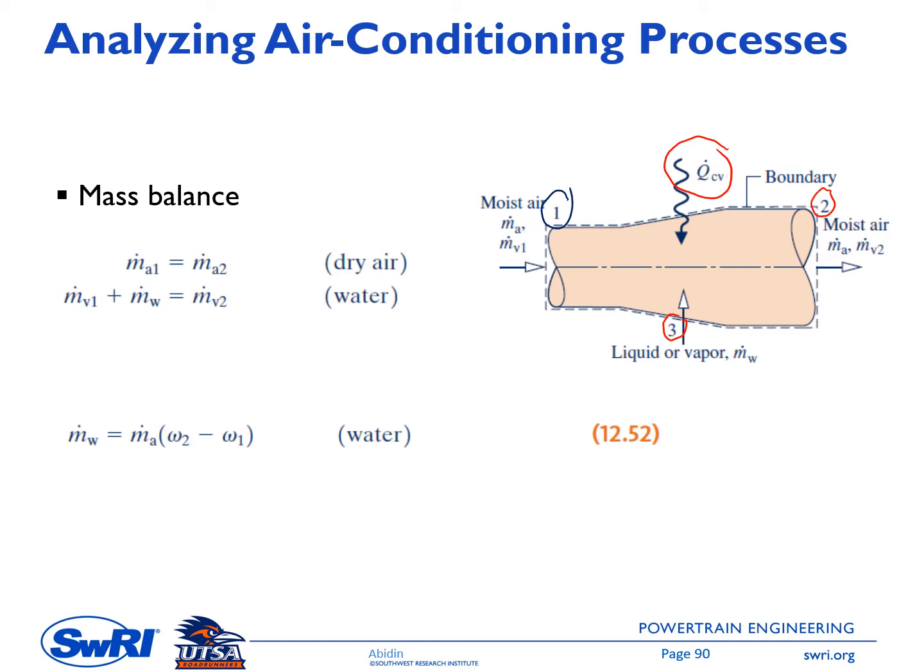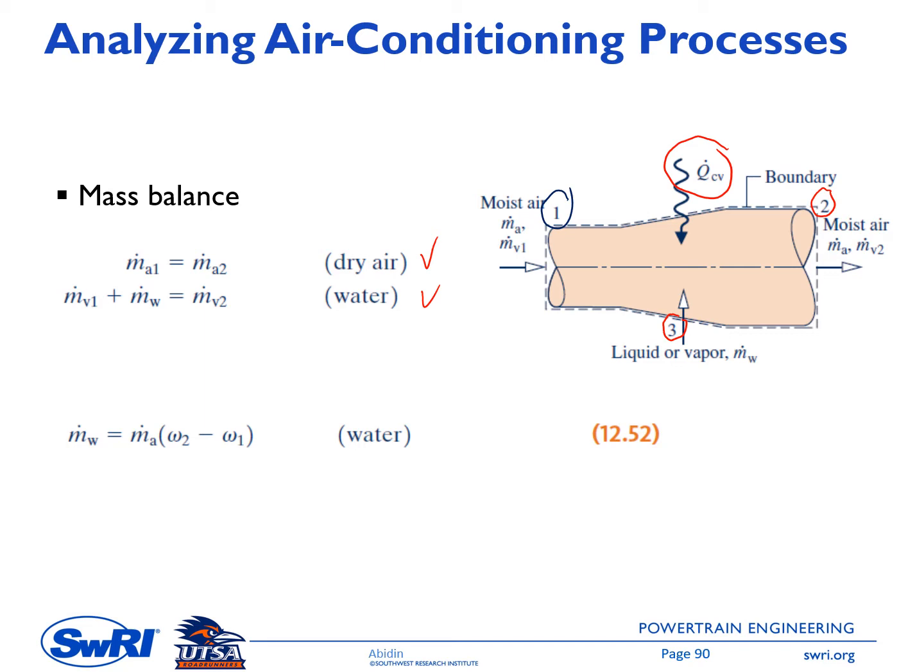So first is the balance of the dry air. We know that the dry air mass flow stays the same. So m dot a1 equals m dot a2. And then this is the mass balance of the water vapor. So m dot v1 plus m dot w, coming from point 3, equals m dot v2.